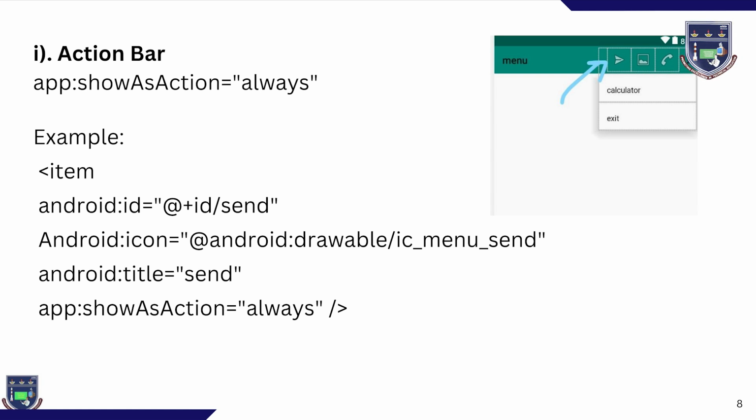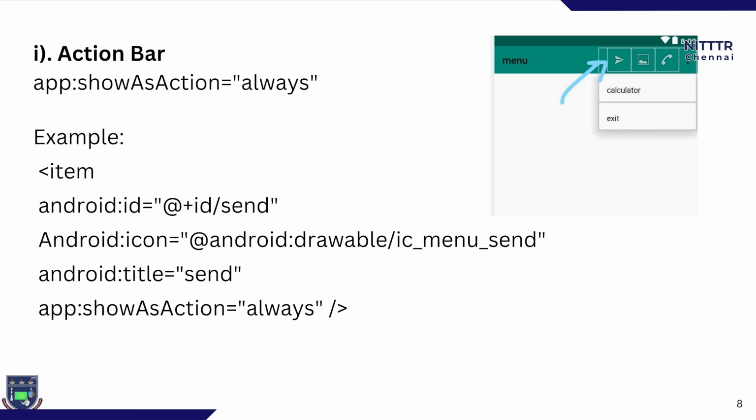So, why do we have to use the always option? This will ensure that the menu item always remains visible in the action bar. It is useful for primary actions like send, save or add, where quick access is important. Next, we will see the explanation of each and every attribute.